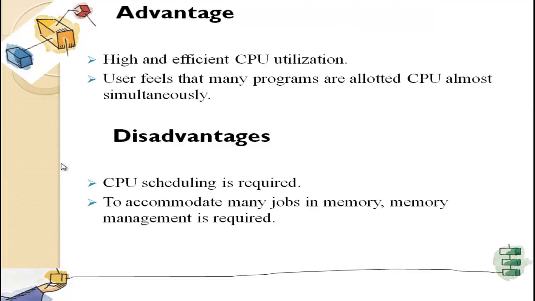The advantage of multi-programming is high and efficient CPU utilization. The user feels that many programs are allotted CPU almost simultaneously. Now I am happy that I am doing multi-programming. It gives me an illusion, because actually this does not happen. There is no concept of one by one, where first one program is executed, then another program is executed. But the multi-programming concept gives me an illusion that all programs are running simultaneously.